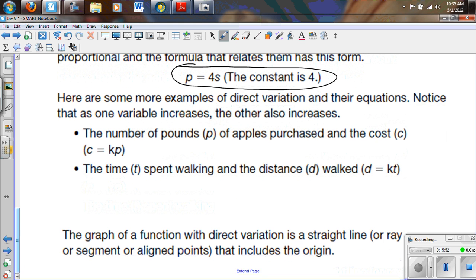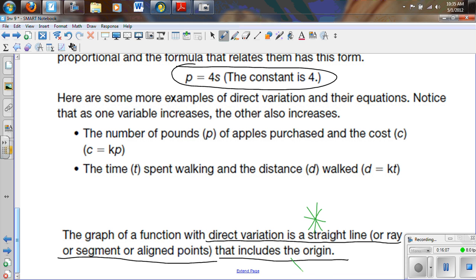The graph of a function with direct variation is a straight line, ray, segment, or line of points that includes the origin. So there are two things that are very key right here in this statement. Straight line, goes through the origin. So anytime you have something that's a straight line and it goes through the origin, it's going to be a direct variation or proportional.